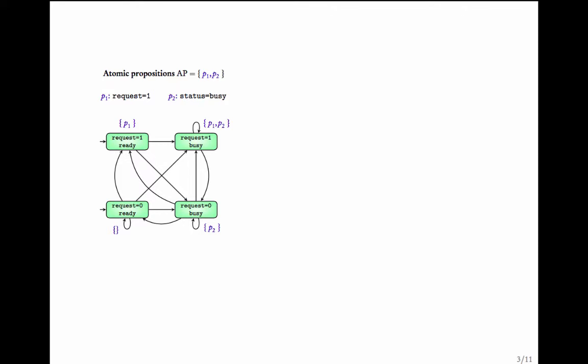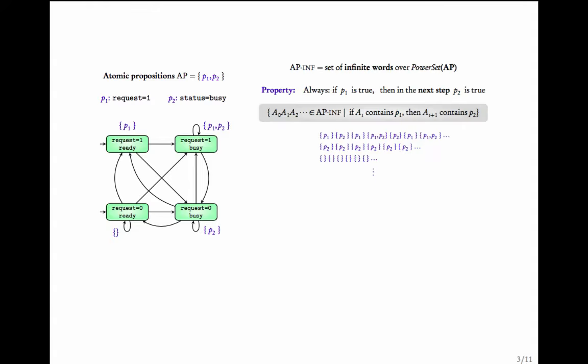Consider this transition system that we are familiar with. We want to check this property. It says that always, if P1 is true, then in the next step, P2 is true. Let us look at some words which satisfy this property.